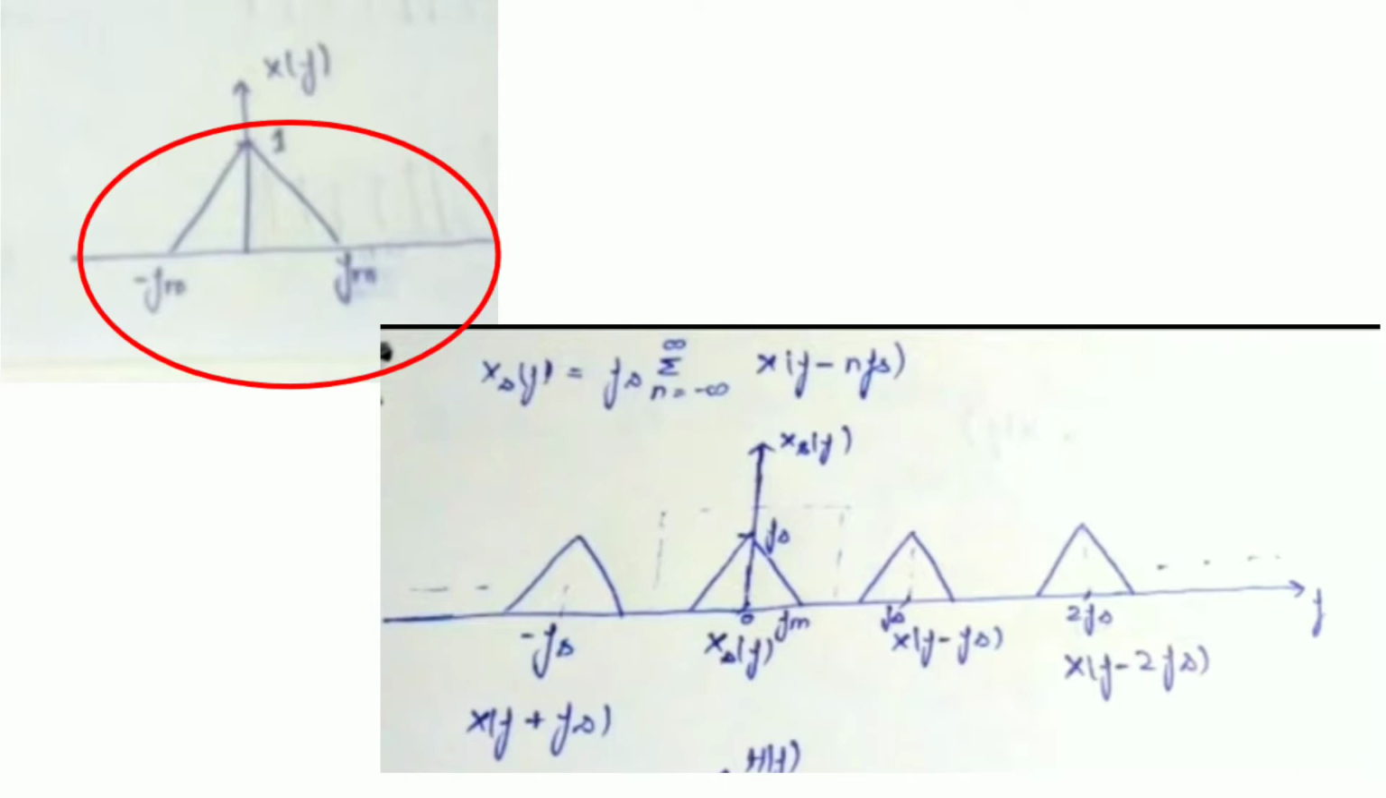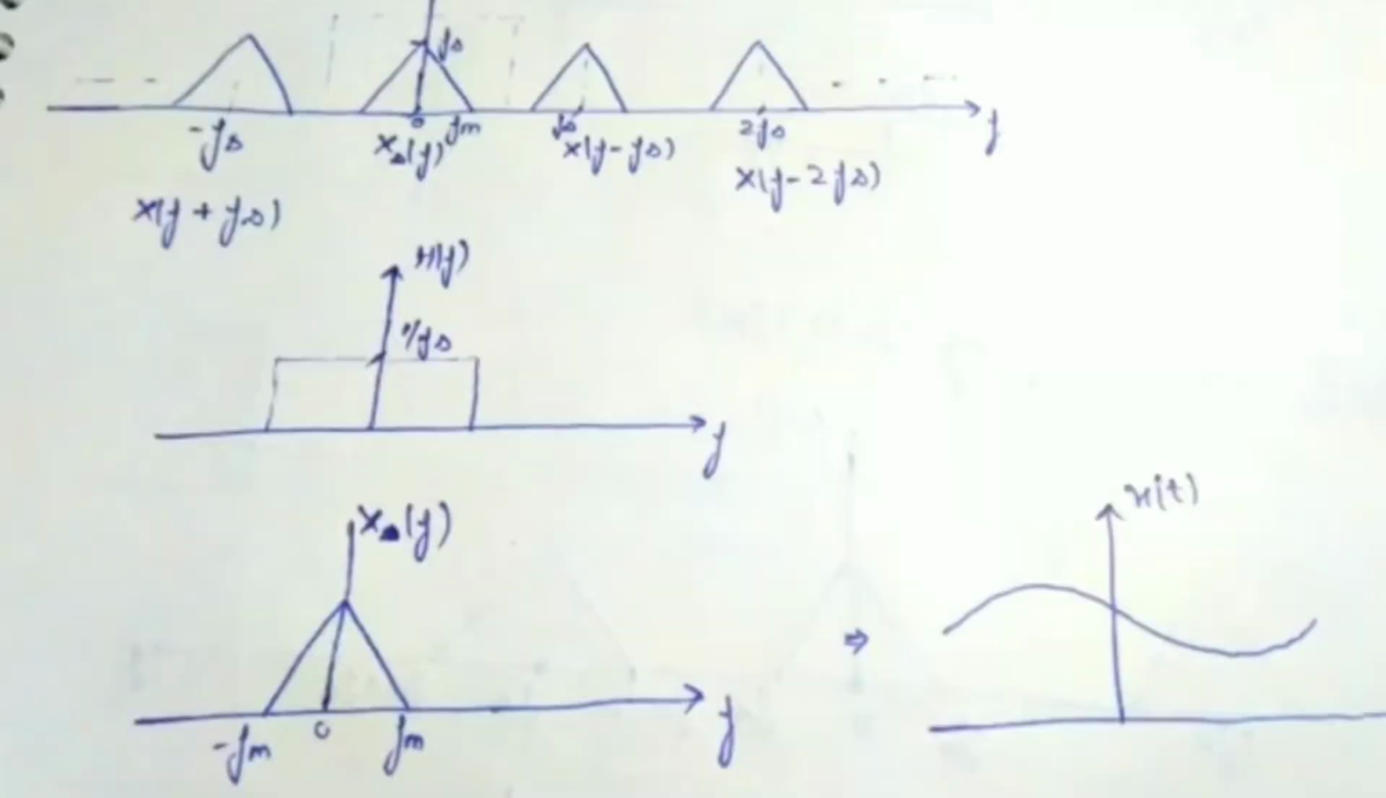So let's suppose this is our message signal that is band limited to fm, and the sampled signal is Xs(f) = fs times the summation over n from minus infinity to plus infinity of X(f - n fs). So the message spectrum repeats itself at fs intervals. We get the first signal at zero frequency, then at fs, then 2fs, and the same in the negative domain of frequency, with the magnitude of fs.